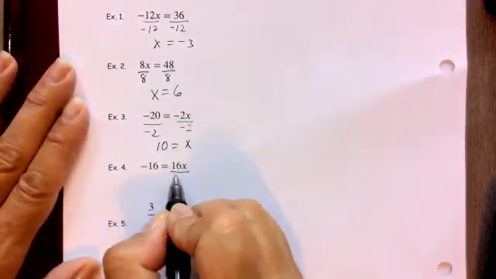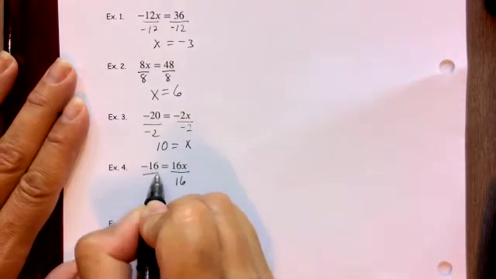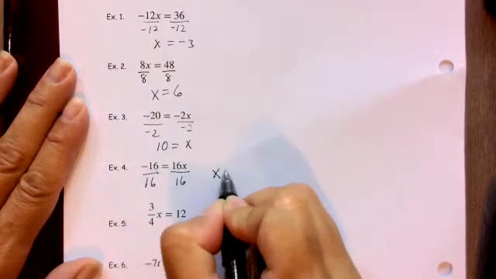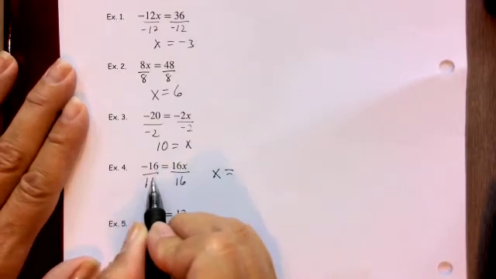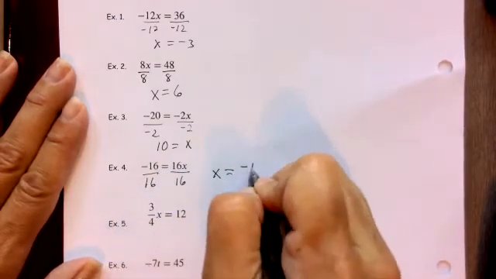Here, dividing both sides by positive 16. So x equals negative 16 divided by positive 16, which will be negative 1.